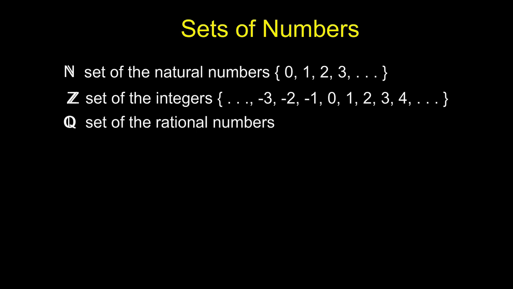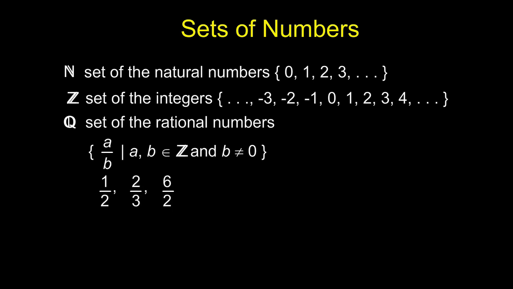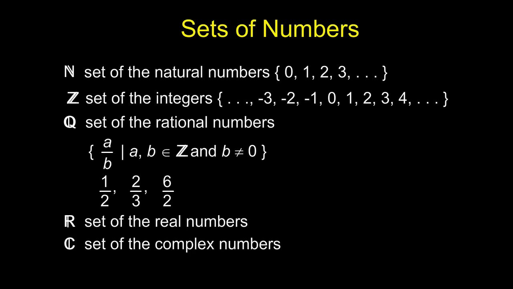Q is the set of rational numbers, that is the set of a over b, where a and b are integers and b is not 0. Examples of members of this set are a half, 2 over 3, 6 over 2, which is 3, and infinitely many more. R is the set of real numbers. This contains all numbers we can think of. C is the set of complex numbers.